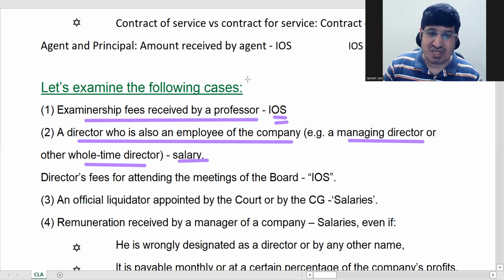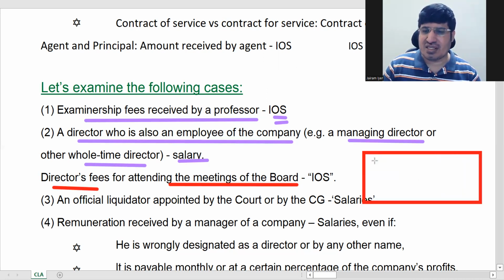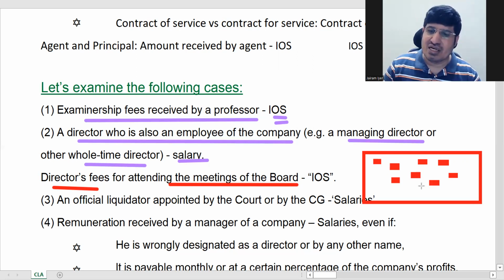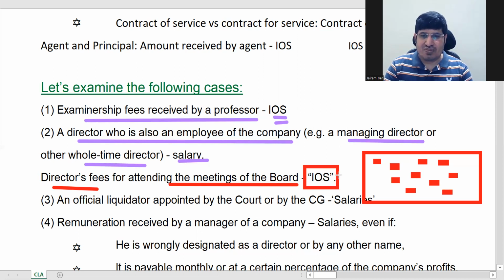Now, next is something called directors' fees, for attending meetings of the board of directors. Directors' fees are given to all directors just for the expenses of the meeting. Many directors, most of them, are not employees of the company. When they all come together for a meeting, many times meetings are in different places, so just to take care of those expenses, it is given. As it is given to all directors, whether they are employees or not, and the objective is only meeting the expenses, this comes under income from other sources. So even if your managing director is getting directors' fees, it will be income from other sources.